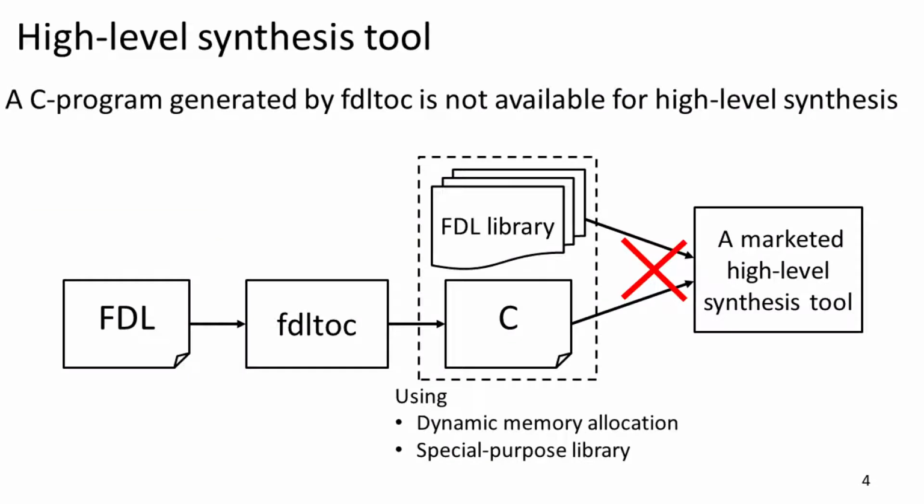Another method for FPGA implementation is high-level synthesis tools, which generate HDL from a C program. However, the C language generated by FDL2C has descriptions of dynamic memory allocation and a special purpose library. They are not available on high-level synthesis tools.